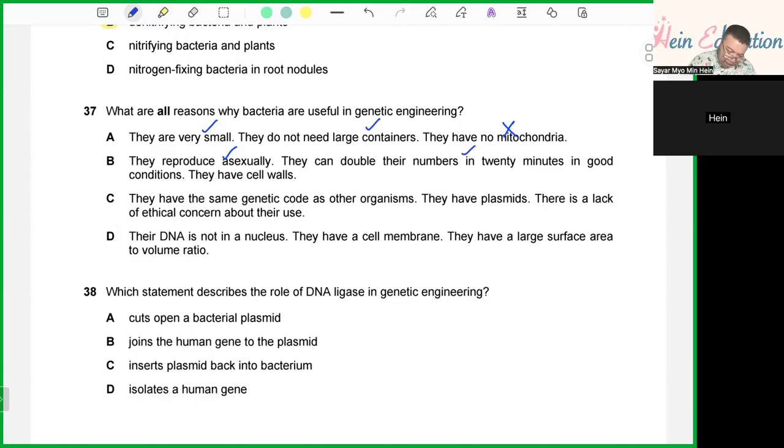Okay, this is fine. They have a cell wall. No, we don't care about the cell wall in genetic engineering. They have the same genetic code as others. Okay, this is true. They have plasmids. True. Lack of ethical concern. Yes, so this might be the answer. Their DNA is not in a nucleus. That's already wrong. So the answer is C.